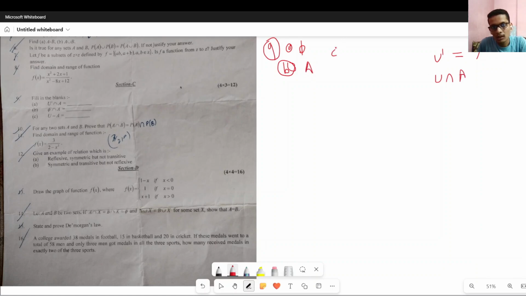Then C, U minus A. That is all the elements in the universal set but not in the set A. That is A complement. I hope you understood the question number 9.